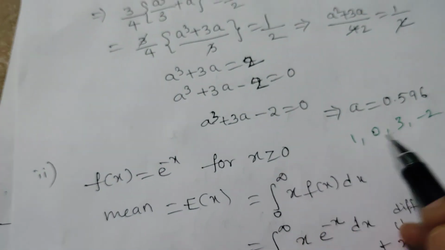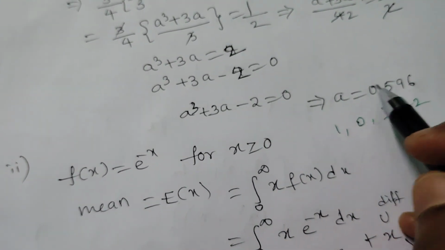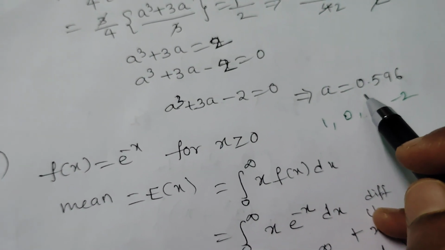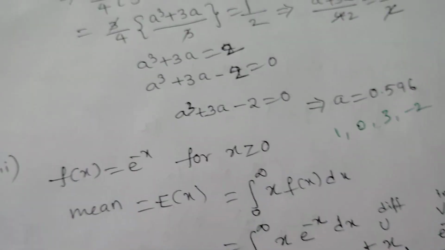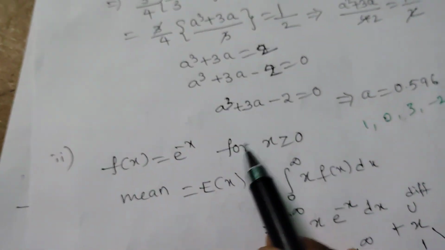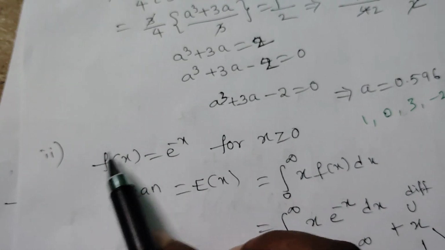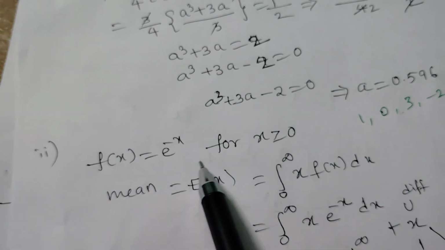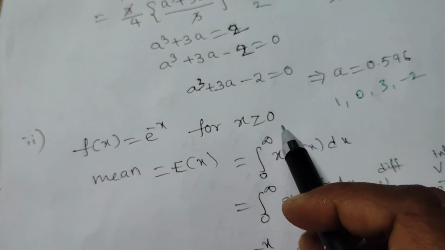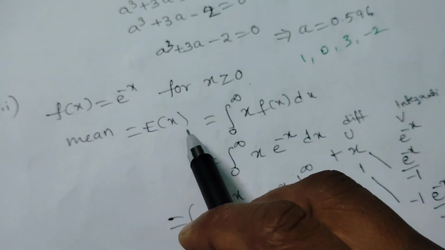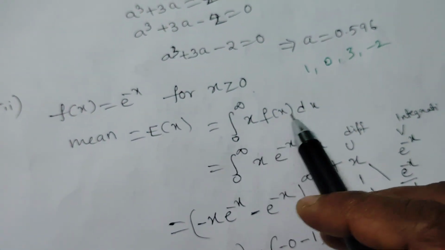Okay, next we got a value. So for this value, p of x less than or equal to a equals p of x greater than a, the values are the same. Okay, next question: f of x equal to e power minus x. This is the probability density function for x greater than or equal to 0. We need to find the mean and variance. The mean formula is x into f of x.